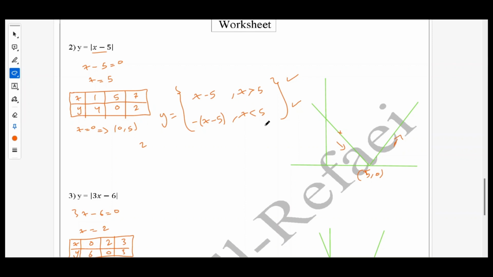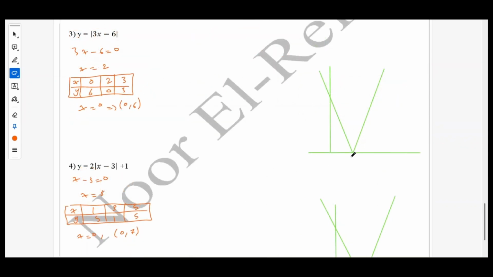I need to find where I have to write the equivalency. I'm going to write it at the increasing part. Third one. I have to focus on the vertex, and the vertex happens when x equals 2, so it's 2, 0.